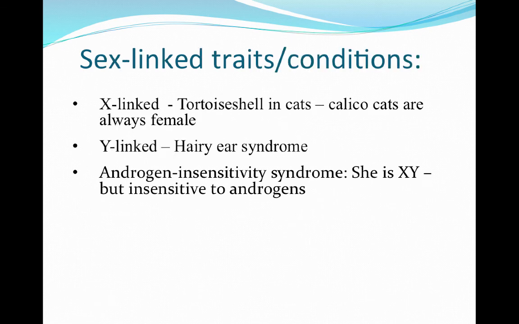Some other traits and conditions that we see in sex determination are traits that are associated with the sex chromosomes. One example we're going to talk about in lecture is the tortoiseshell color pattern in cats. The tortoiseshell gene is linked on the X chromosome. Therefore, if you have a cat that is a calico, she will always, always, always be female because that gene is linked to the X chromosome.